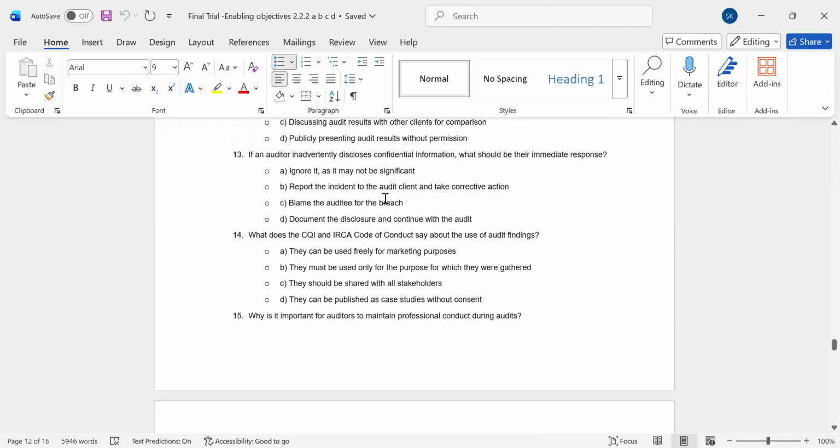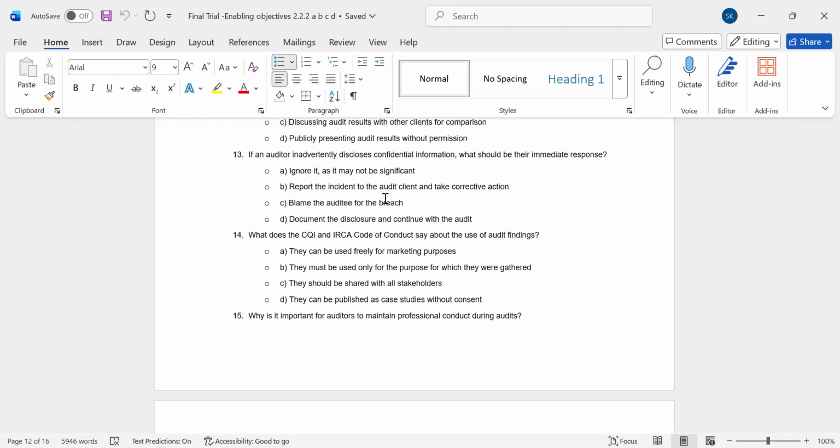Okay, question number 13. If an auditor inadvertently discloses confidential information, what should be the immediate response? A. Ignore it as it may not be significant. B. Report the incident to the audit client and take corrective action. C. Blame the auditee for the breach. D. Document the disclosure and continue with the audit.